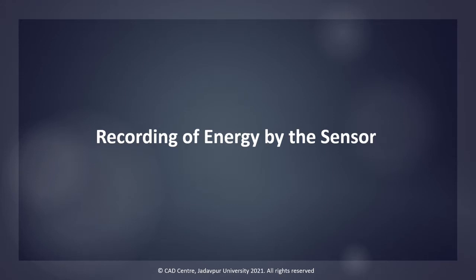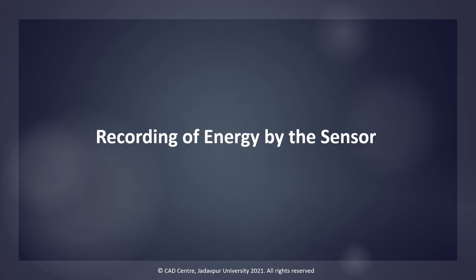Recording of energy by the sensor. So far, we have mainly considered the nature and characteristics of electromagnetic radiation in terms of sources and behavior when interacting with the materials and objects. It was stated that the bulk of the radiation sensed is either reflected or emitted from the target, generally through air until monitored by a sensor.